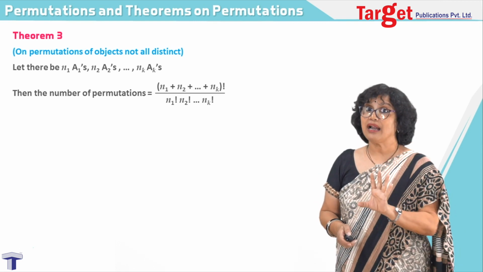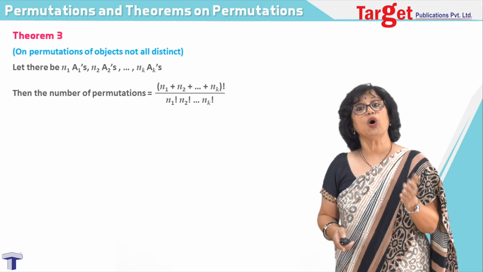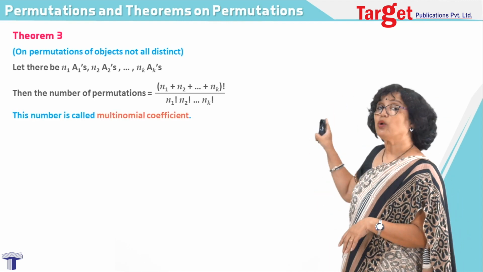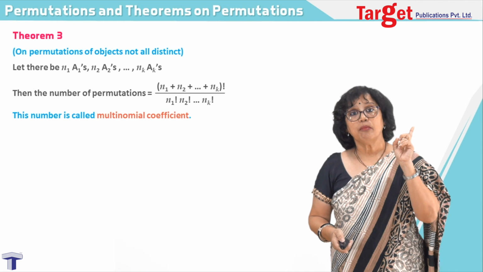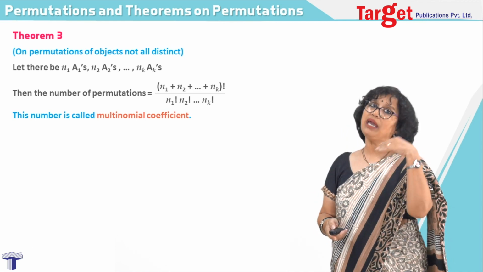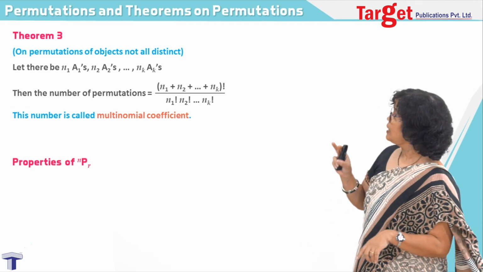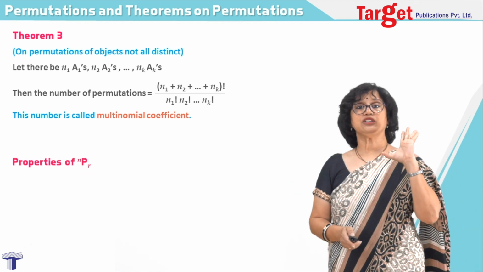Now this is regarding whenever elements are repeated, or I should say elements are not distinct. This particular coefficient is called multinomial coefficient, which again may appear in some other chapter also. So once for all I have written here. Now I go for properties of nPr.